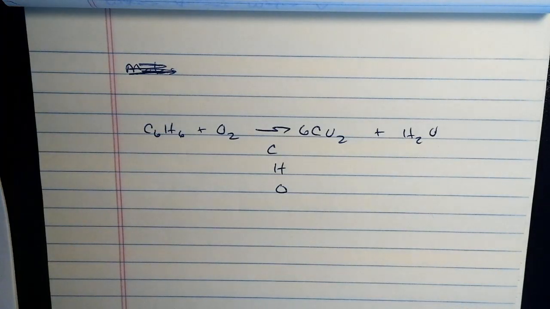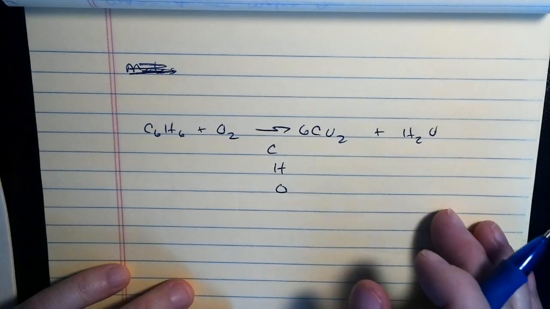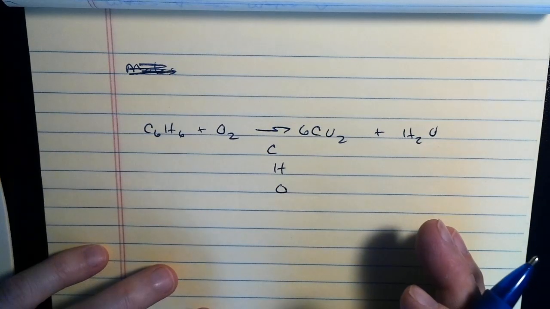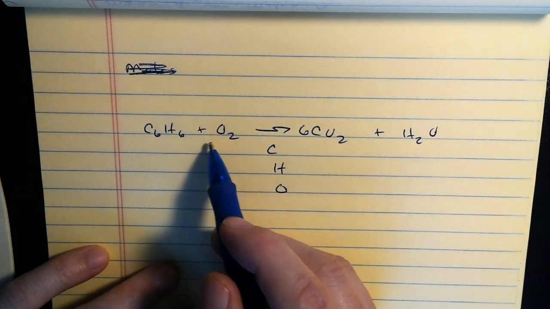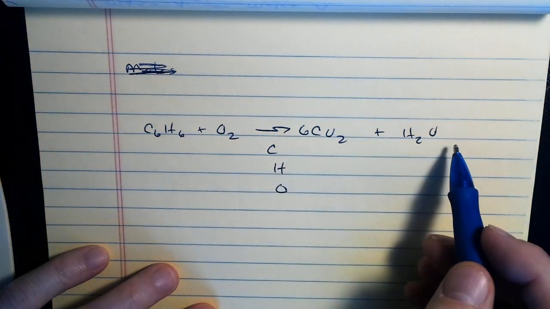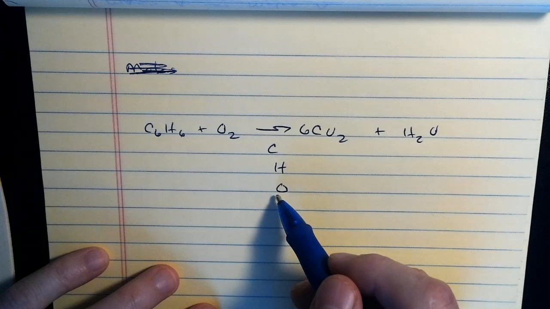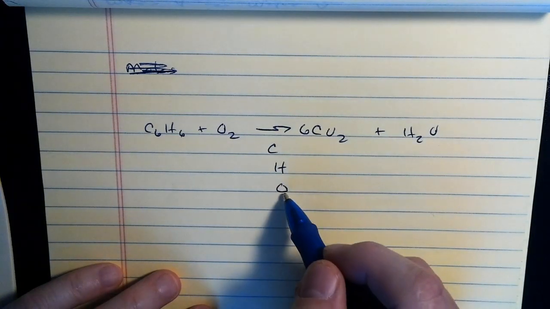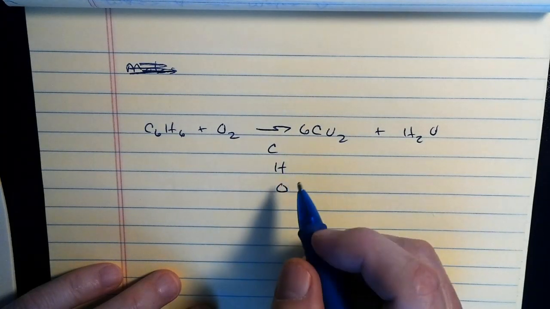Okay, this is Mr. Long, and we are going to go through a moles A, moles B problem. But first I want to balance a combustion equation. So we have C6H6 reacting with oxygen to produce CO2 and H2O. So you put carbon and hydrogen and oxygen under the arrow, and understand we're going to balance oxygen last and hydrogen next to last. So let's count up our atoms.